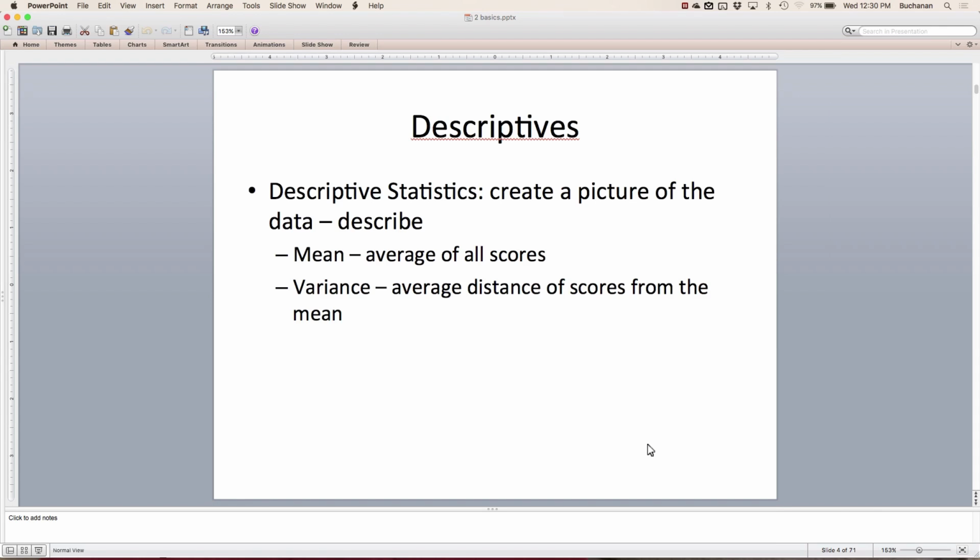Every sort of research idea has two pieces. You have the descriptives, like what happened in the study, where the average is, what the picture of the study is. And then you have inferentials, which is what conclusion I can draw. Descriptive stats create a picture; you describe. These terms aren't so hard. We've got the mean, which is our average of all scores, and variance, which is the average distance from the mean.